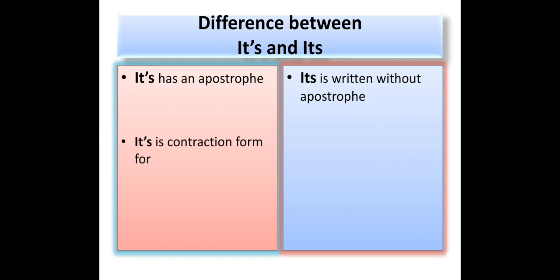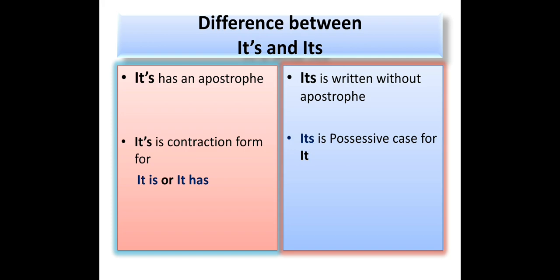It's is a contraction form for it is or it has. Contraction form means short form for it is or it has, and its is the possessive case for the pronoun it. So its shows a kind of possession, a kind of belongingness for the pronoun it.